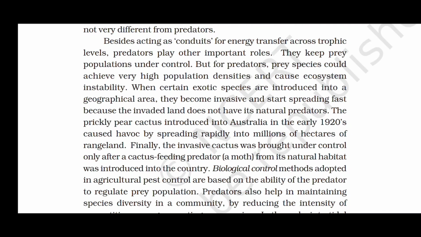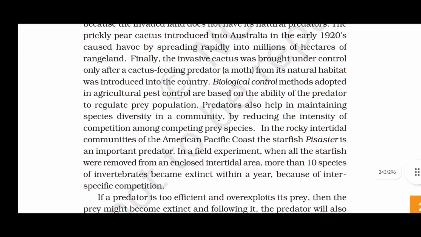Biological control methods adopted in agricultural pest control are based on the ability of the predator to regulate prey population. Predators also help in maintaining species diversity in a community by reducing the intensity of competition among competing prey species.